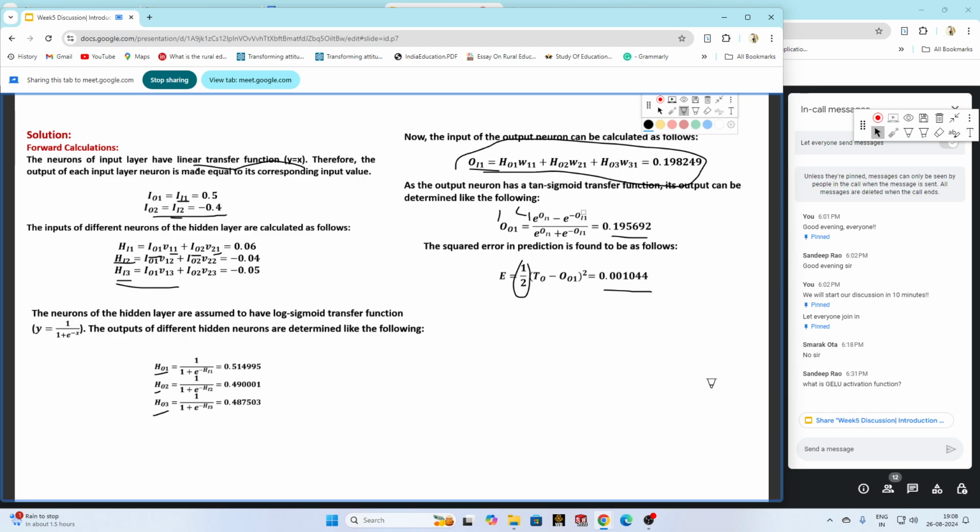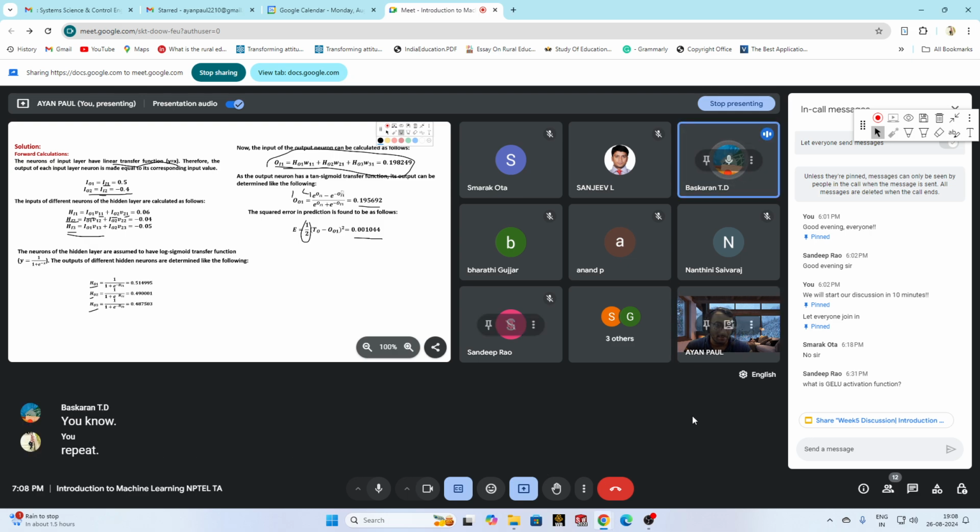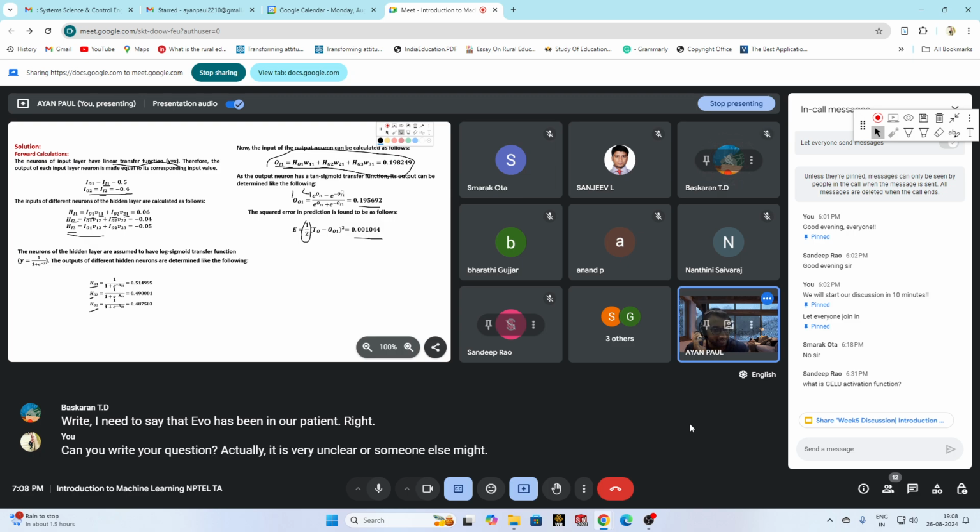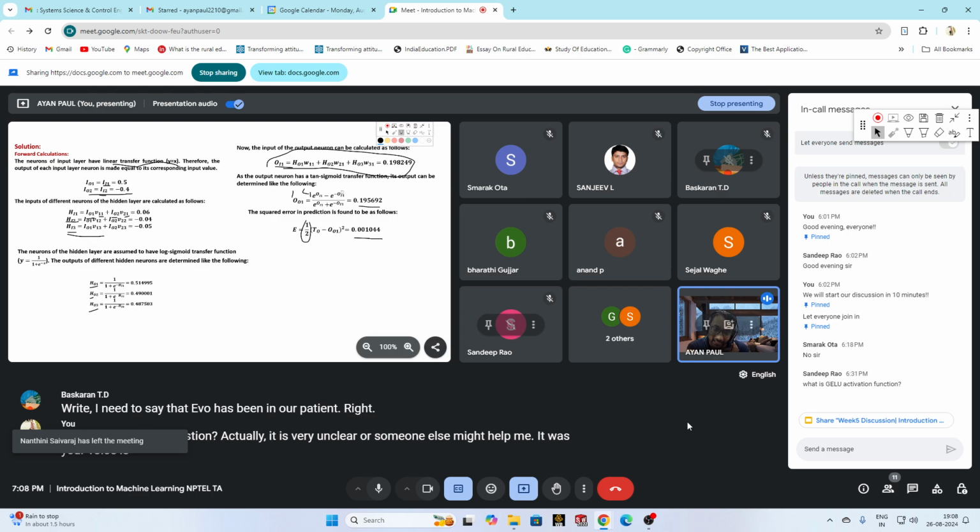Actually, in our question, the target output has been given. Your voice is not clear, kindly repeat. In our question, we have got the targeted output, right? I mean to say the TO has been given in our question. Can you write your question? It is very unclear, or someone else might help me because your voice is very unclear actually.